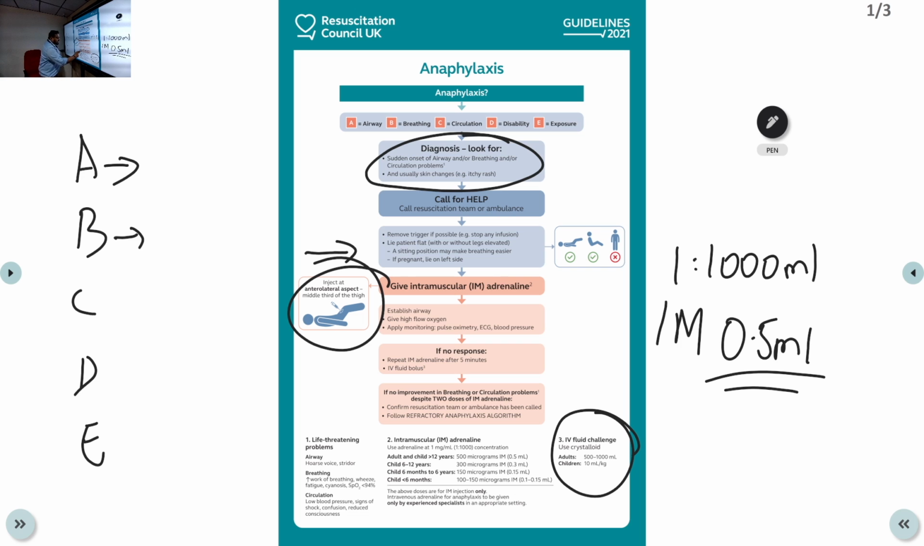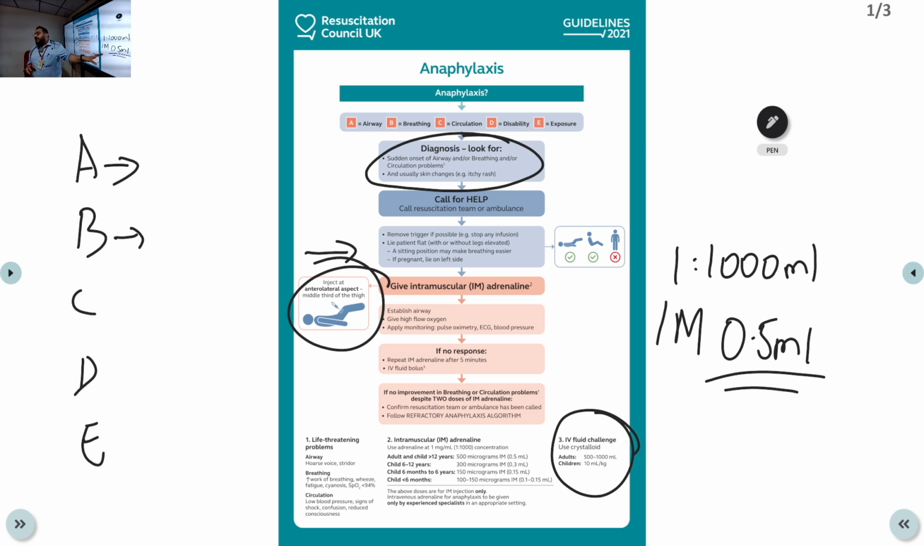If there is no improvement in breathing or circulation despite 2 doses of adrenaline, confirm the resuscitation team has been called. You have to call the team for help, and hand over to them. We have not given any IV medications here, only started fluids. So there is another algorithm that we will see next. There is a refractory case. What do we mean by refractory? If the initial treatment is not responding, we can call it refractory.